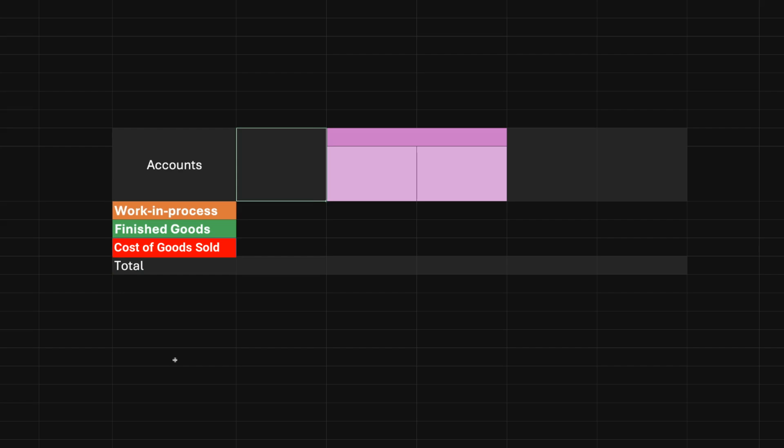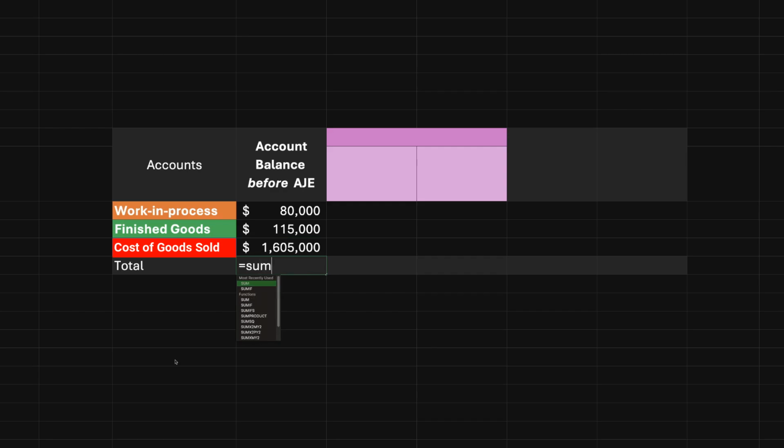Now we need some additional information. Here's the account balance for each of these accounts before any adjusting journal entry. For work in process, we'll say there was $80,000 ending. Finished goods will have $115,000 ending. And the ending balance of COGS will be $1,605,000. We'll total that up. And that equals 1.8 million.